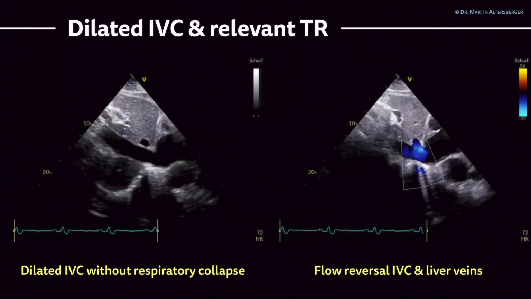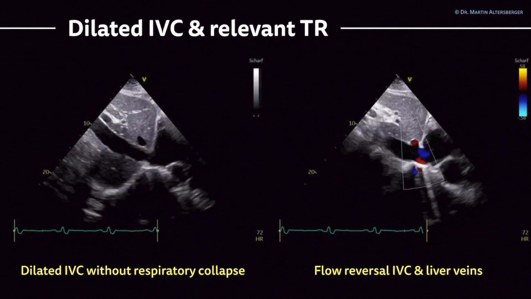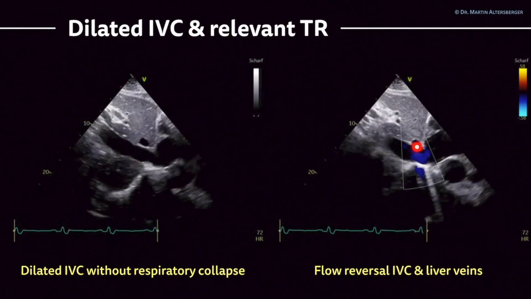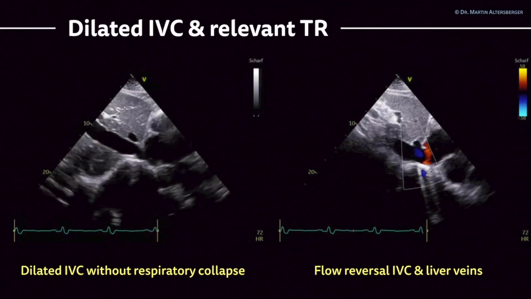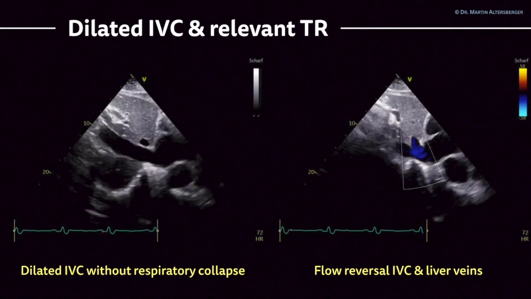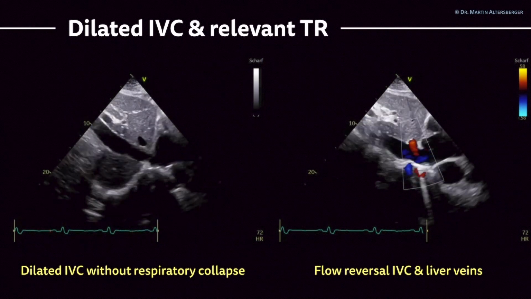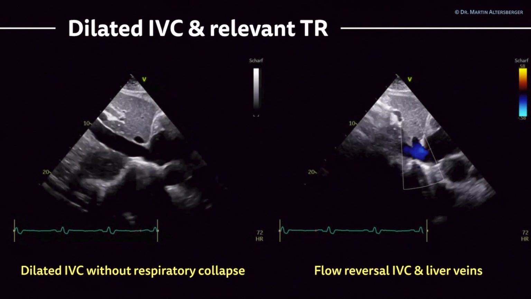So this indicates tricuspid regurgitation, relevant tricuspid regurgitation, and also it can indicate elevated right atrial pressures. This is very important when we talk about measuring and visualizing the flow of the hepatic veins, for example, in constrictive pericarditis, but also when we are performing a VExUS protocol. So it gives us already hints about volume status and many other pathologies as well.